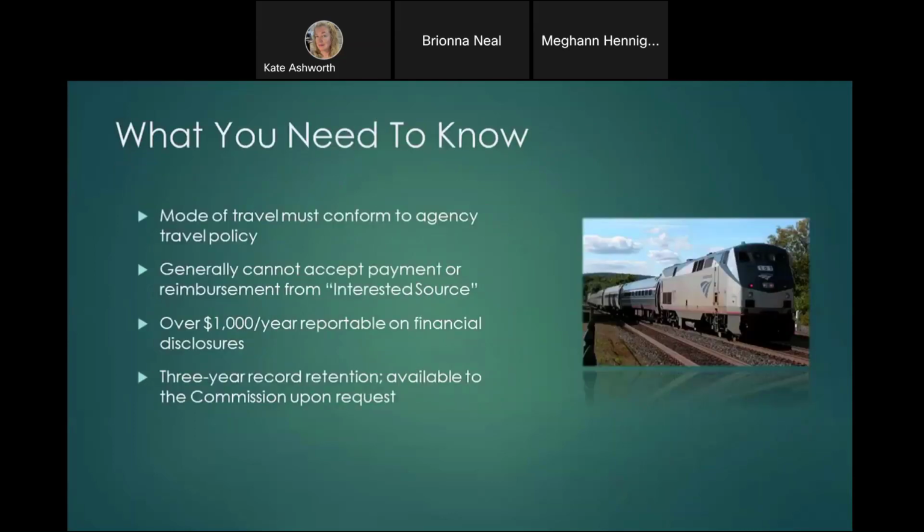Very similar to the rules of honorarium. What do you need to know? The mode of travel must conform to the agency's travel policy, and you cannot accept it from an interested source. Over $1,000, those also have to be on your financial disclosure statements, and we have that 3-year records retention rule. And I think that's it.